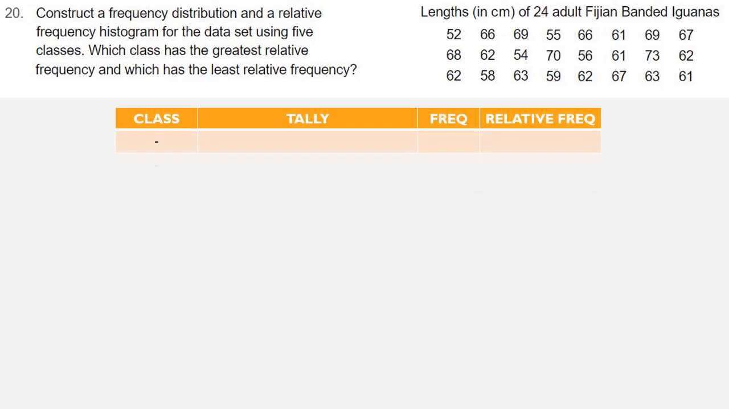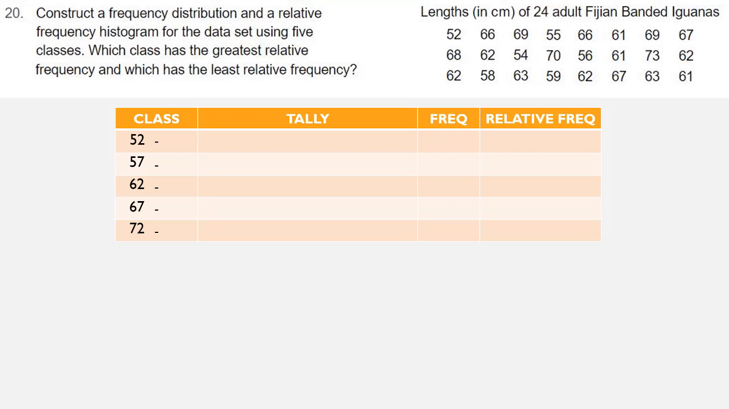Then let's go ahead and build our frequency distribution. We need to define our classes. The first class always begins at the minimum data value, which is 52. Then we add the class width to get the next lower class limit. So 52 plus 5 is 57. We add 5 again, which gives us 62. Add 5 again, that gives us 67. Add 5 again, that gives us 72. So those are all of our lower class limits.